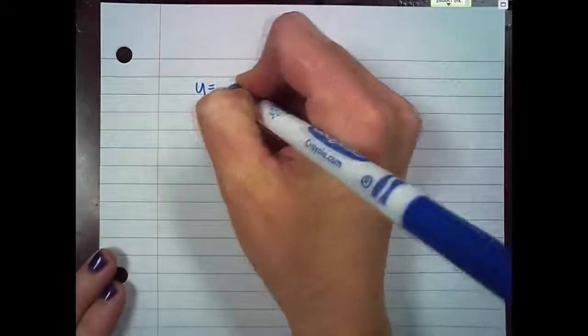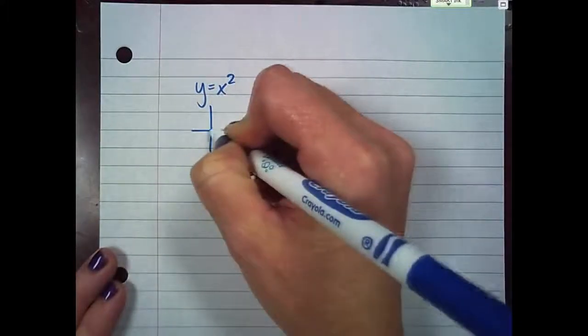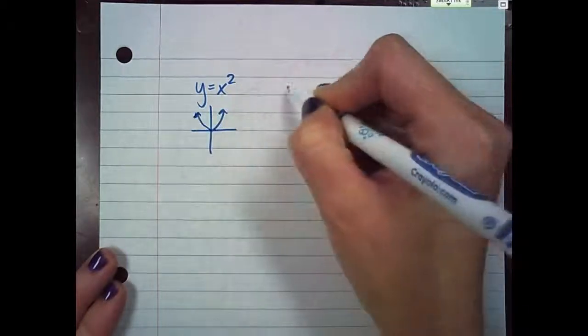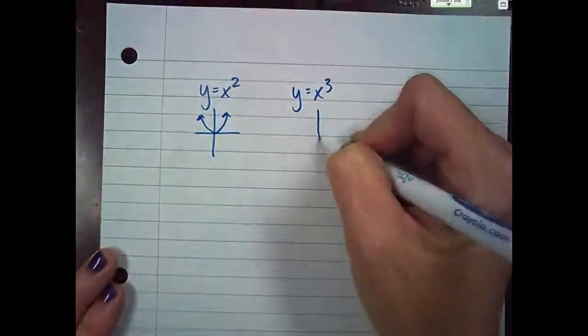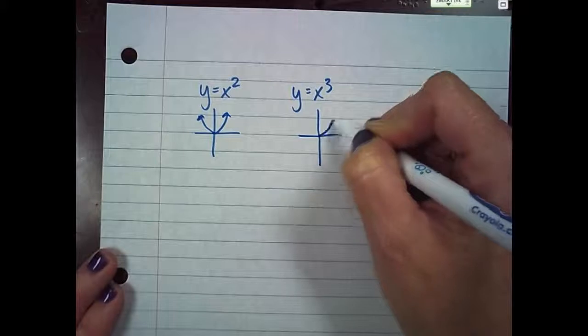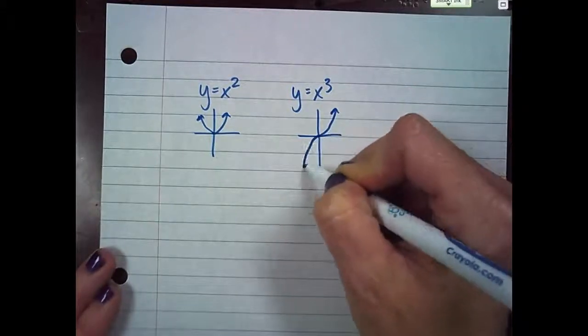Attributes of polynomials, okay? Something you're really good at that you've done before. If I told you to graph y equals x squared, remember, that's a parabola, right? And the parent function of y equals x cubed: if you cube a positive number, it gets more positive. If you cube a negative number, it gets more negative.